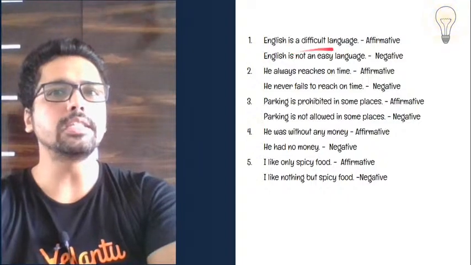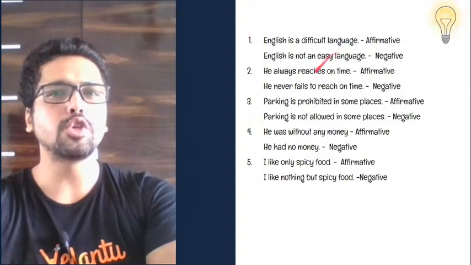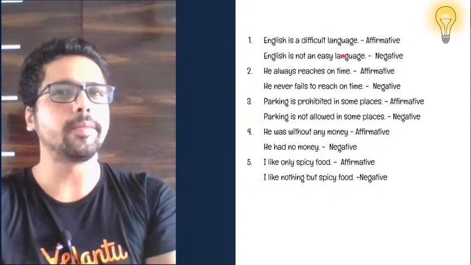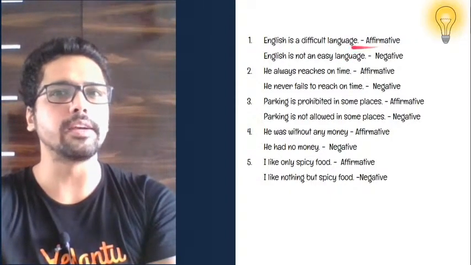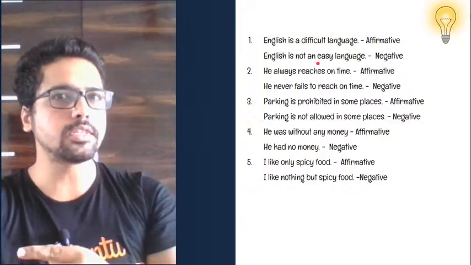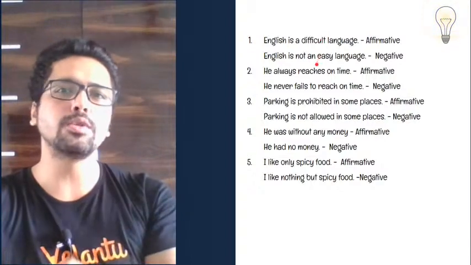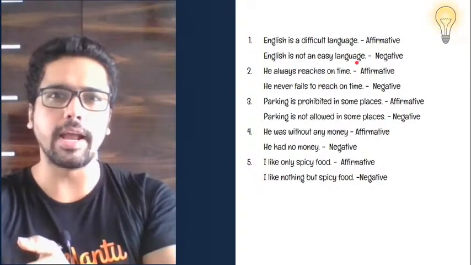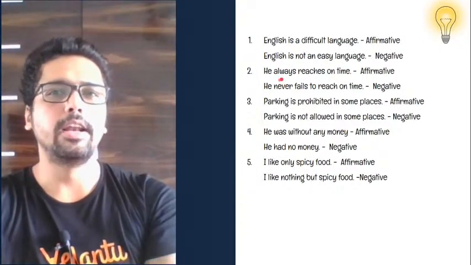English is a difficult language. Look at this here. I'm using an opposite word here. English is not an easy language. Some of you may agree, some of you may not agree. So if I say English is a difficult language, this is affirmative, right? This is a positive sentence. Now I have to make it negative without changing the meaning. So I can use an opposite word here. English is not an easy language, or English is not a simple language. Okay.